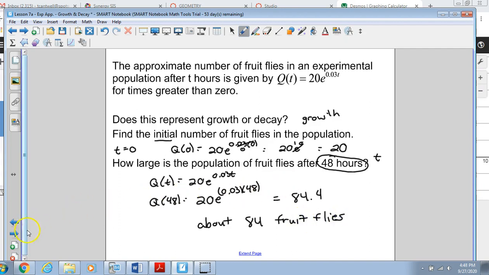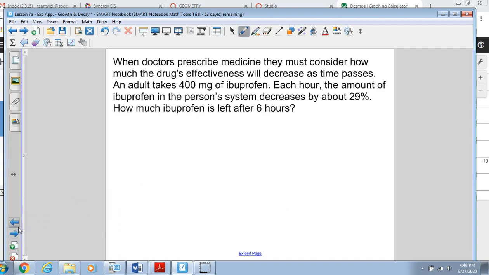Okay, let's move on to another example. When doctors prescribe medicine, they must consider how much the drug's effectiveness will decrease as time passes. An adult takes 400 milligrams of ibuprofen. Each hour, the amount of ibuprofen in the person's system decreases by about 29%. How much ibuprofen is left after 6 hours?